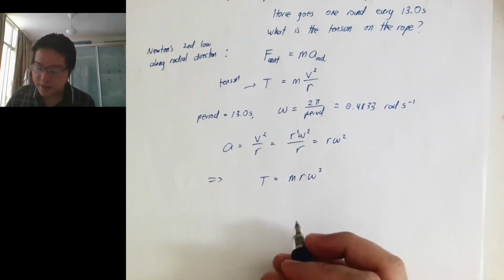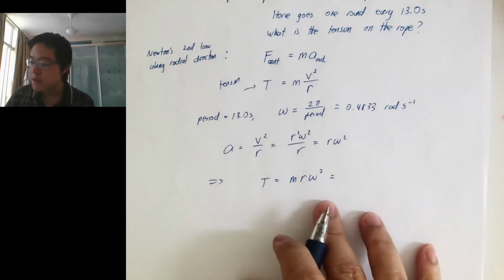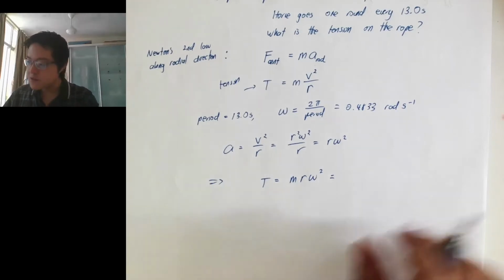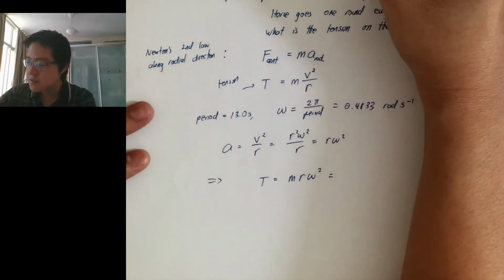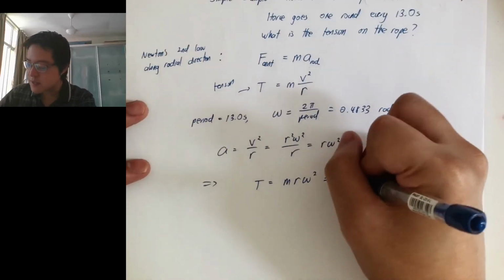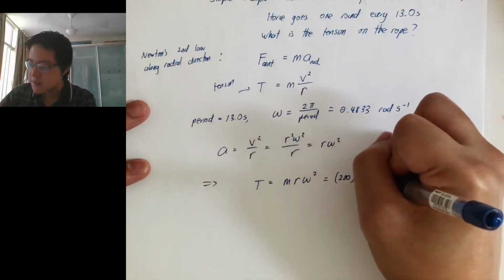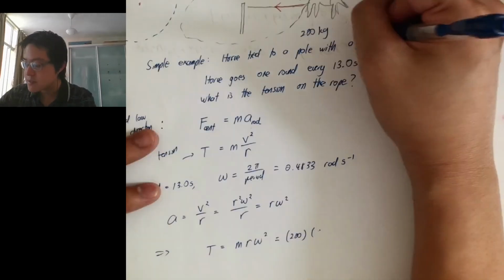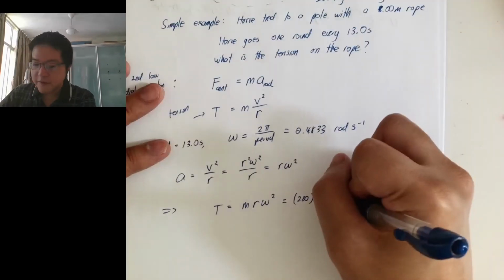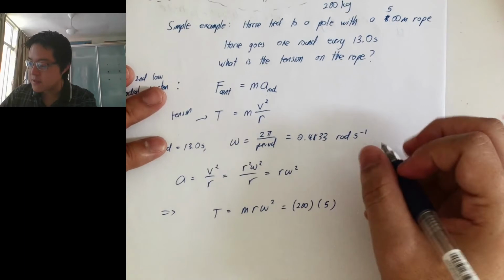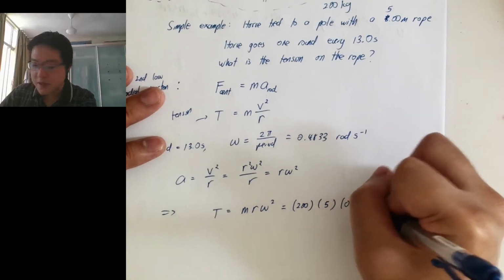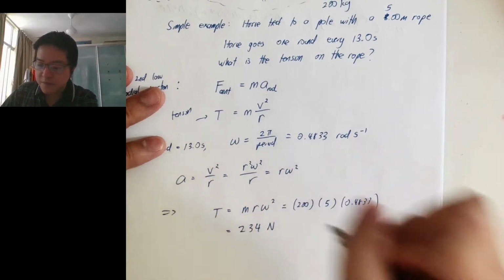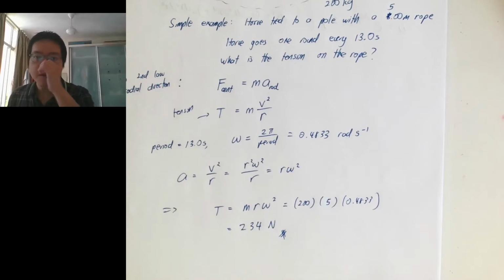Then just plug in the numbers, right? The mass of the horse is 200 kg. I'm just choosing some random numbers to show you, right? Oh yeah, the radius is 5 meters. Sorry, 5 meters. So we have 5 meters, and then 13 seconds, so omega is 0.4833. If you calculate everything, it should be 234 newtons. So this is the tension along the rope.